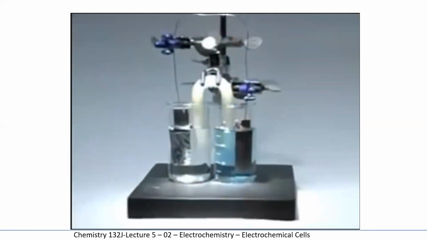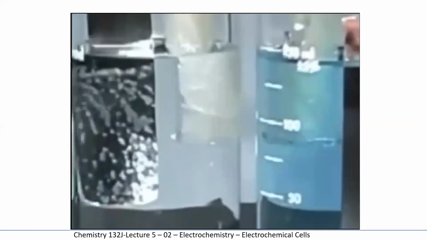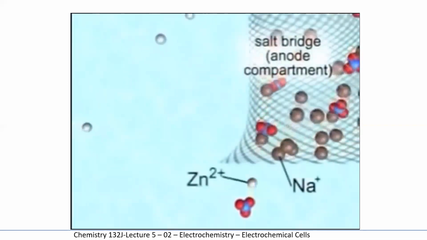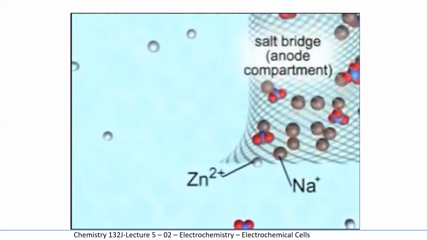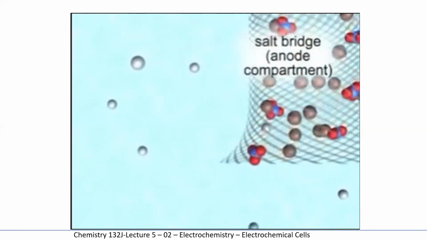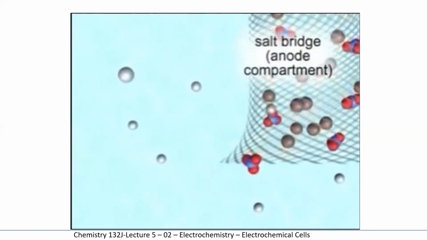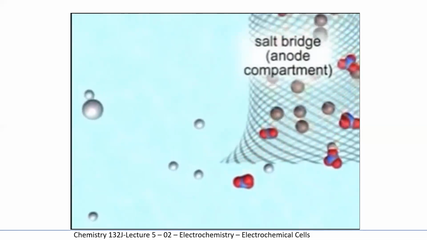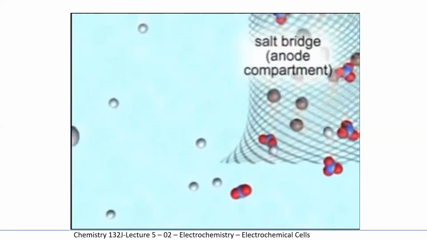Now let's close in to see the role of the salt bridge. The non-reactive sodium and nitrate ions of the salt bridge prevent the buildup of charge that would occur as zinc ions enter the anode solution and copper 2 ions leave the cathode solution. Such a charge buildup would halt cell operation.